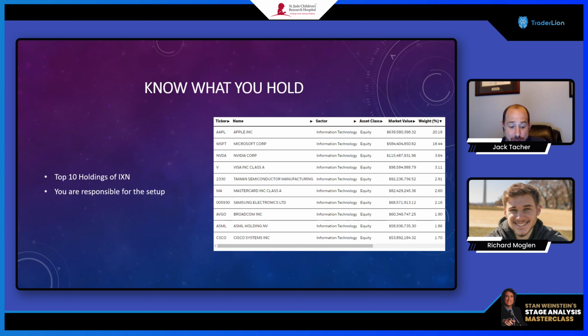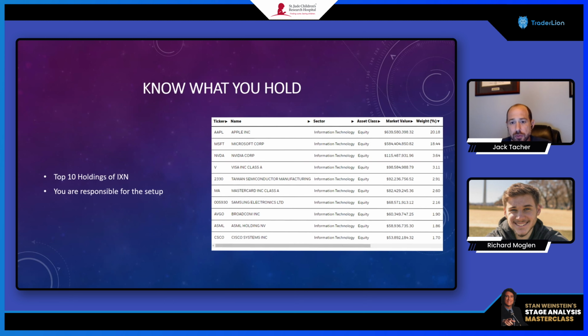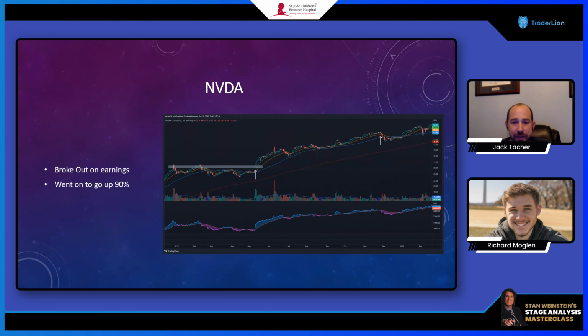Now, again, during that time period, many of these names were setting up and went on to make 50 to 90% gains at the individual stock level in 2017. And these are really remarkable numbers, right? And they're numbers that can be had for all of us, right? If we know the market health and it's a bullish market and we find the best of the best names to be in. So here's the example, Nvidia.